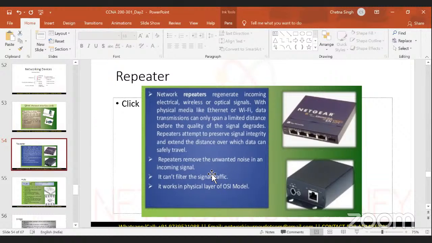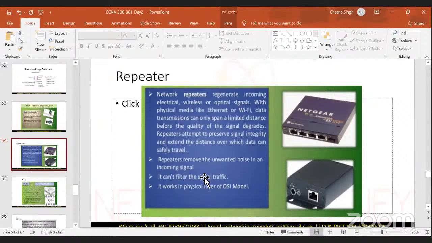It can't filter the signal traffic. So it doesn't know which signal, for example, needs to be a certain frequency above which the signal has to be filtered. Those jobs cannot be done by the repeater. Identifying which signal is good or which signal is bad is not the repeater's job. Its job is just to reshape the signal.